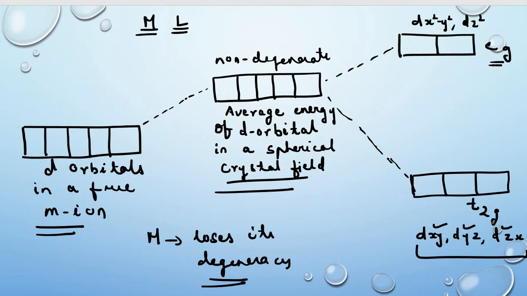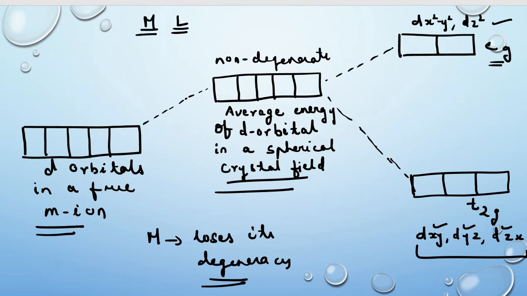So out of 5, due to the approach of the ligand, the 5 d orbitals have lost their degeneracy and have split into 2: triply degenerate and doubly degenerate. Now why are we representing such a case where the dx square y square and dz square have a higher energy?